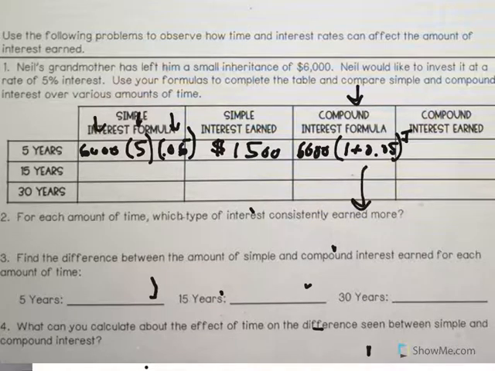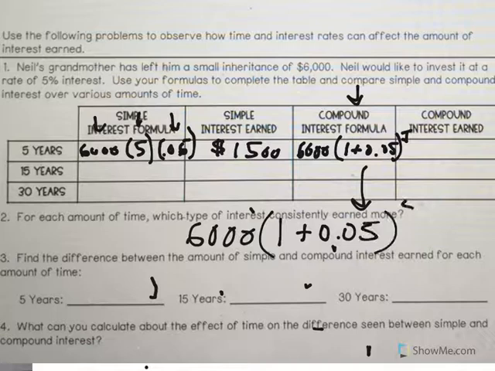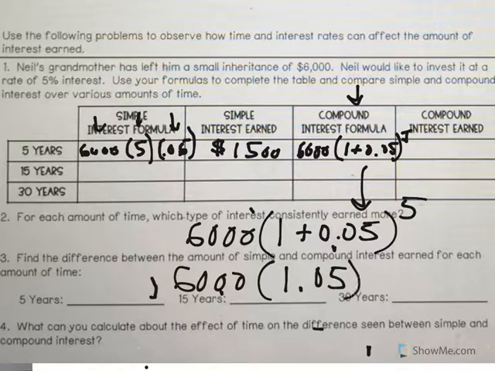I'm going to do that down here so you guys could see that. So it's 6,000 times 1 plus 0.05 to the 5th power. There, that's a little better. Okay, PEMDAS says we always do what's in parentheses first, so 1 plus 0.05 is 1.05 to the 5th power. Now, PEMDAS tells us exponents go next.